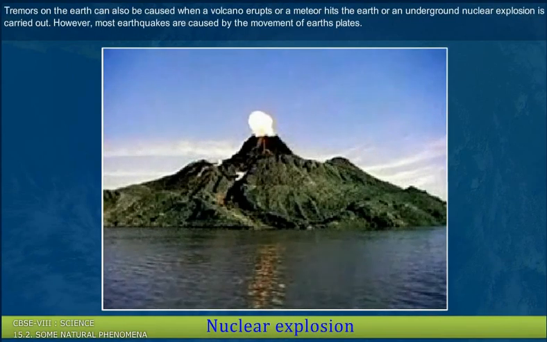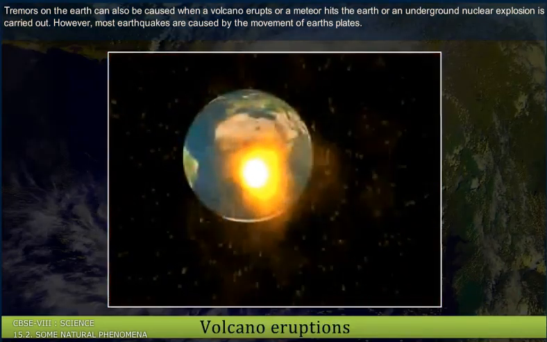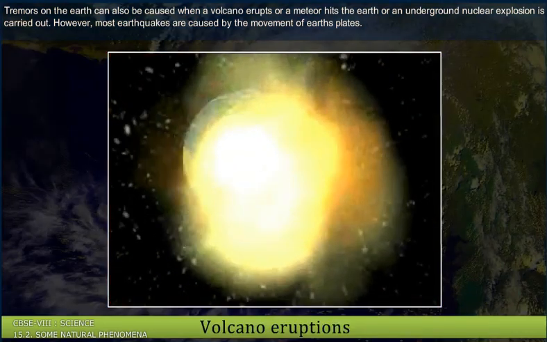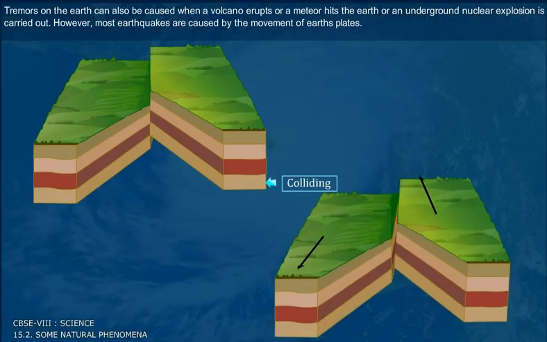Tremors on the earth can also be caused when a volcano erupts, or a meteoroid hits the earth, or an underground nuclear explosion is carried out. However, most earthquakes are caused by the movement of Earth's plates.